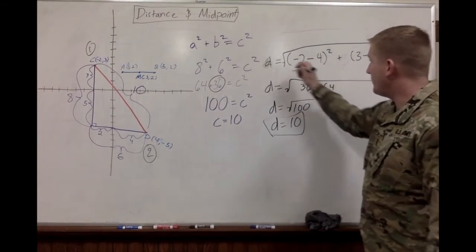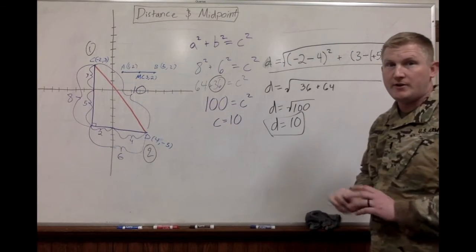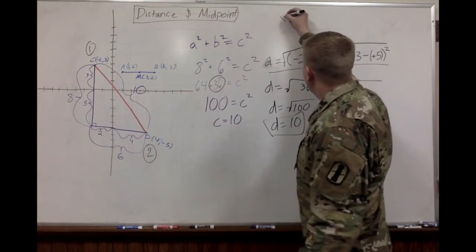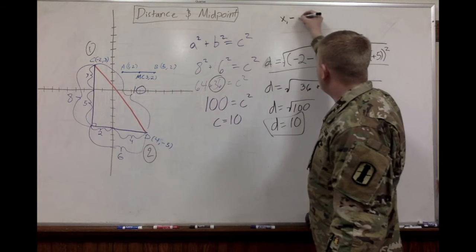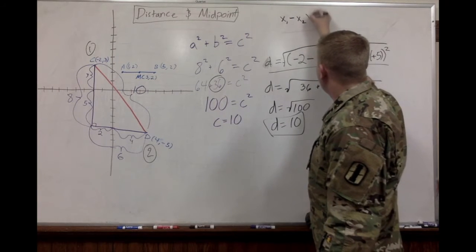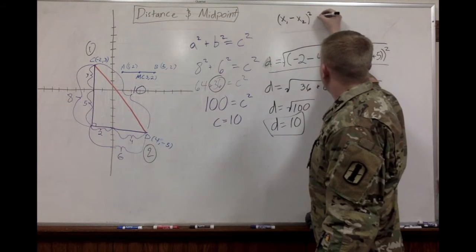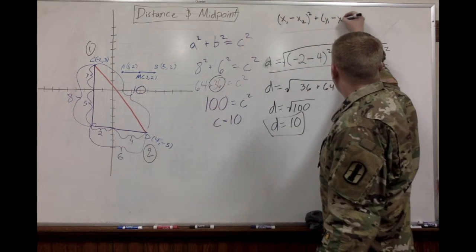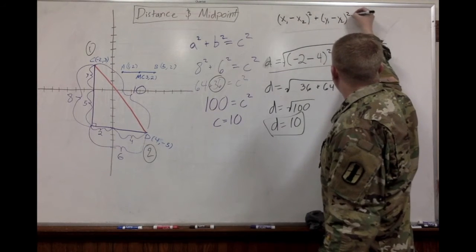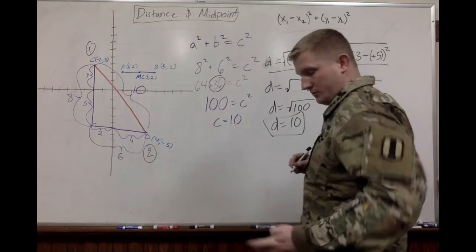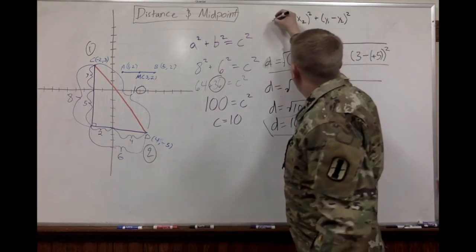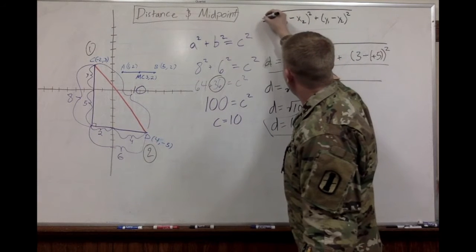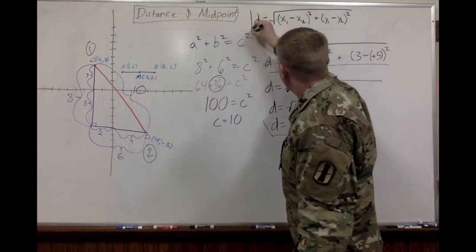So to universalize what we just did here, here's the distance formula distilled. We're going to take x1 minus x2 quantity squared plus y1 minus y2 quantity squared. All of that, take the square root, and that's going to be our distance.